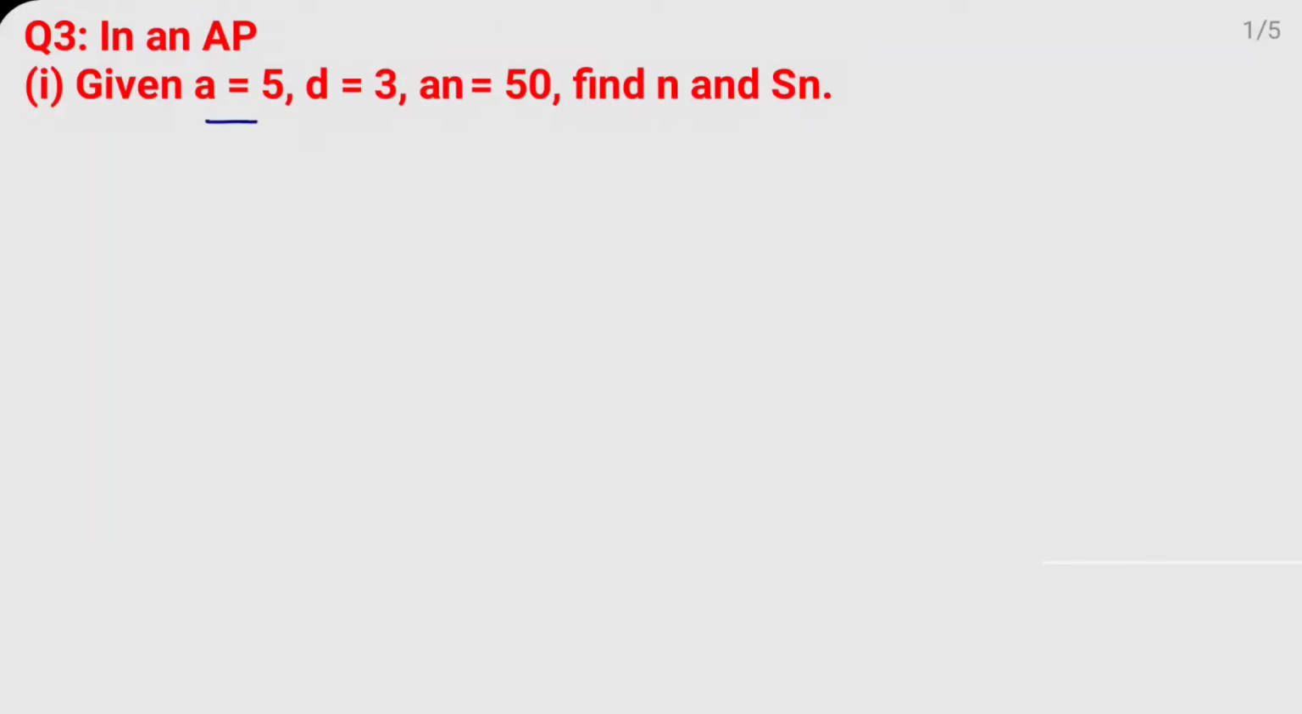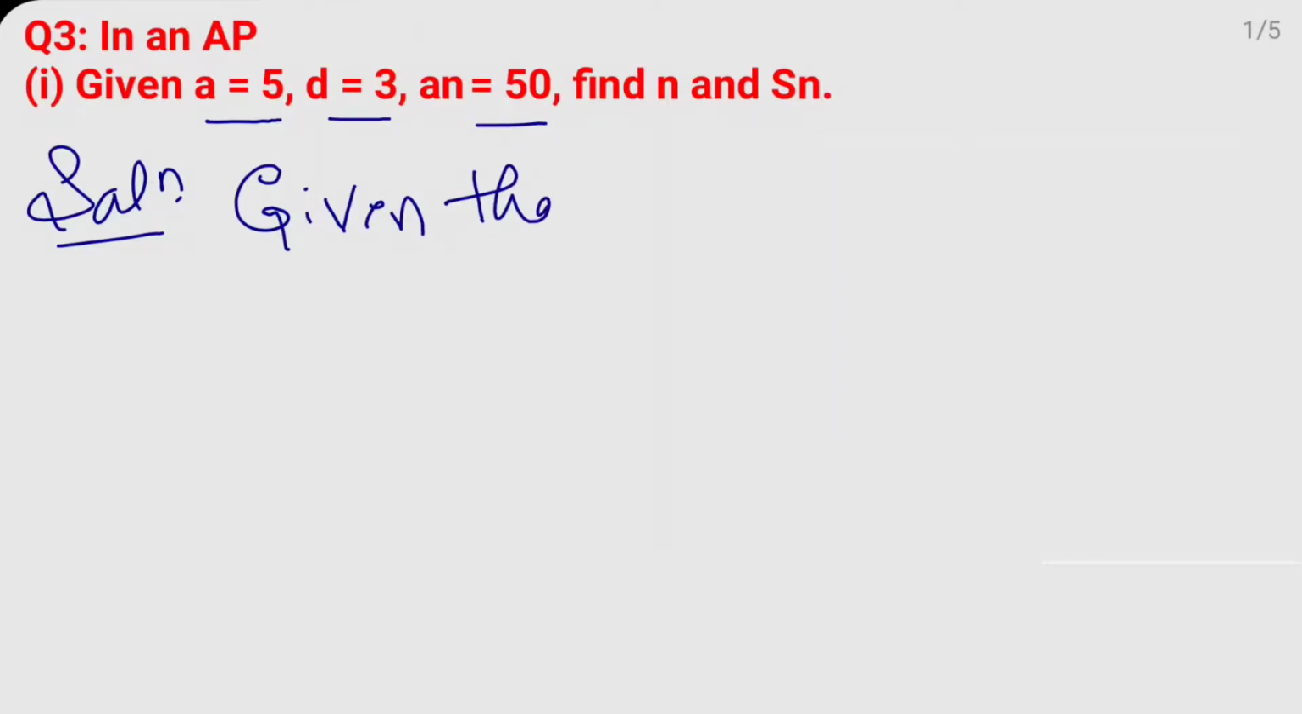So here they given first term and a common difference and the nth term, an, and we want to find out n and Sn. Sn means the sum of n terms. Is it clear? So let me solve here. Given that first term they given, that is a equal to 5 and a common difference d is 3 and an is 50, and they asked here find the n and Sn.